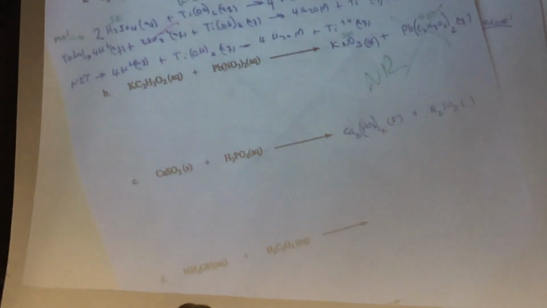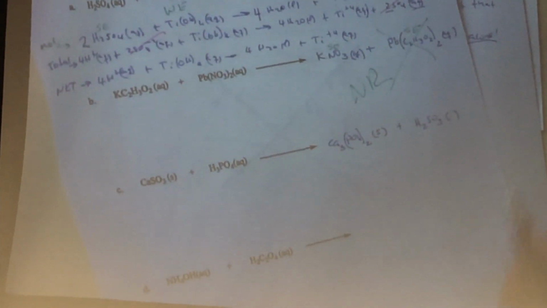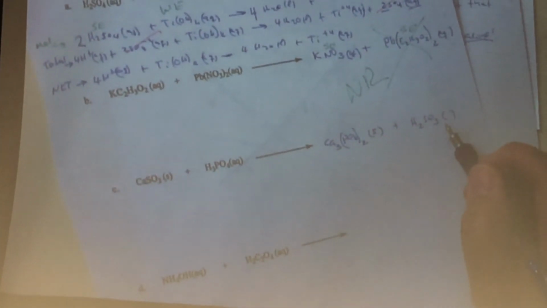Remember this? Same thing. Right? Insoluble, right? So what do I put behind here? S for solid. It's an insoluble salt according to the solubility rule. Hey, what do I put here? What is that? And where do I look?